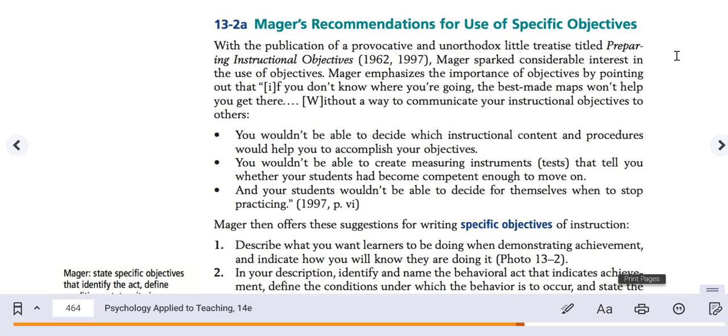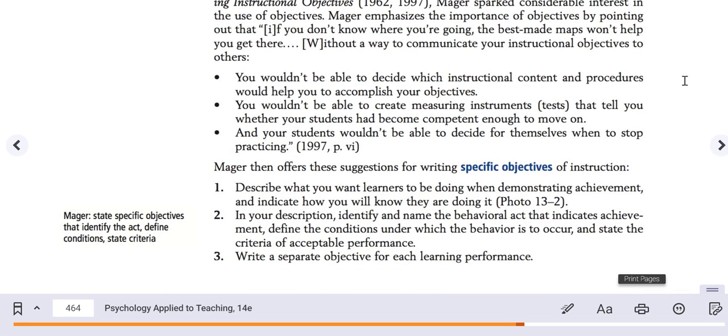Mager emphasizes the importance of objectives by pointing out that if you don't know where you're going, the best made maps won't help you get there. Without a way to communicate your instructional objectives to others, you wouldn't be able to decide which instructional content and procedures would help you accomplish your objectives. You wouldn't be able to create a measuring instrument that would tell you whether your students have become competent enough to move on. And your students wouldn't be able to decide for themselves when to stop practicing.